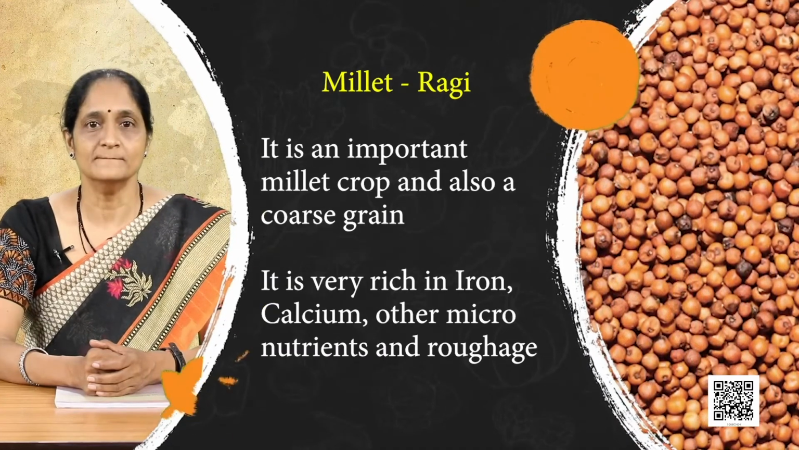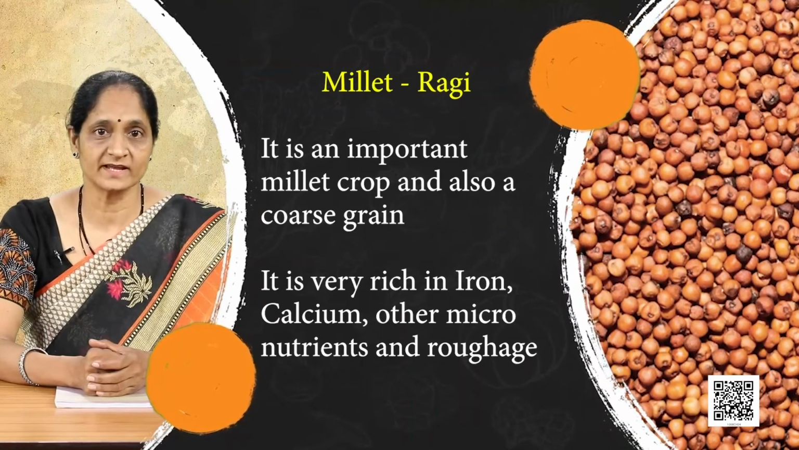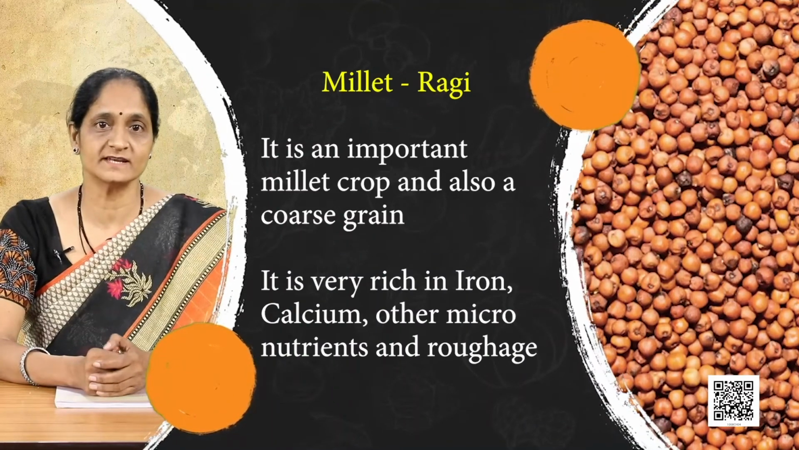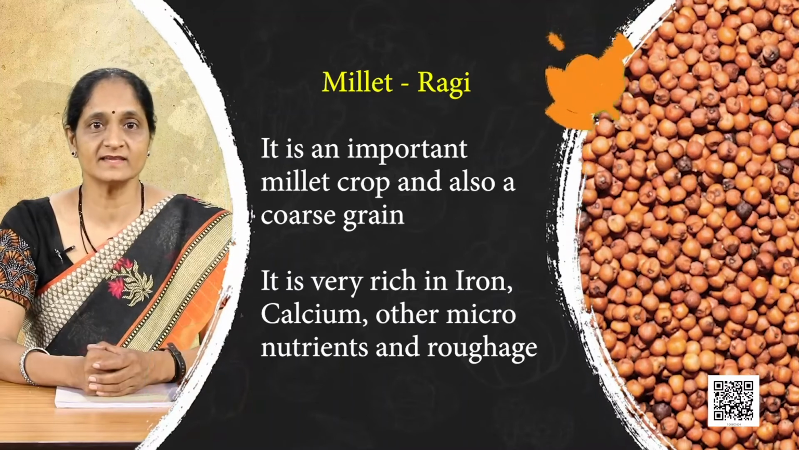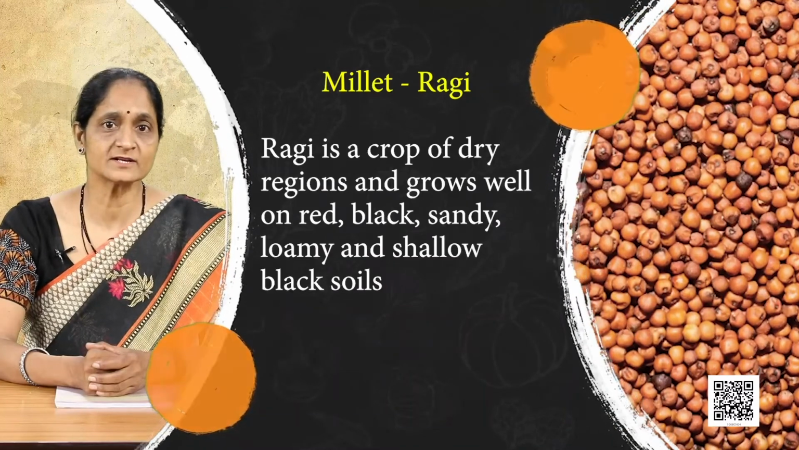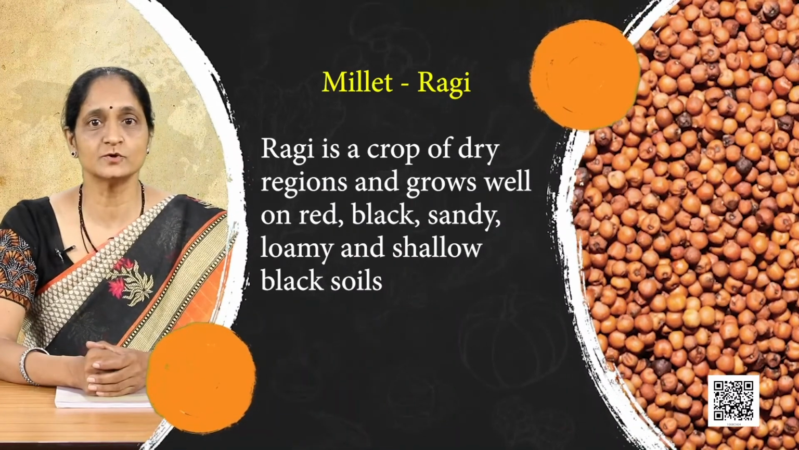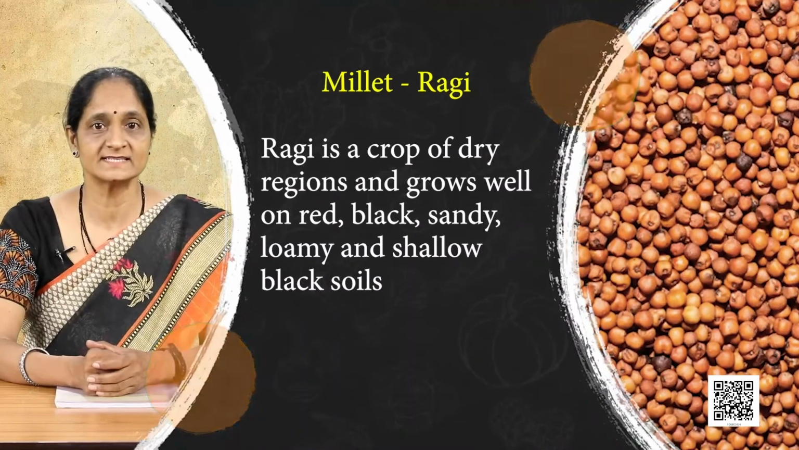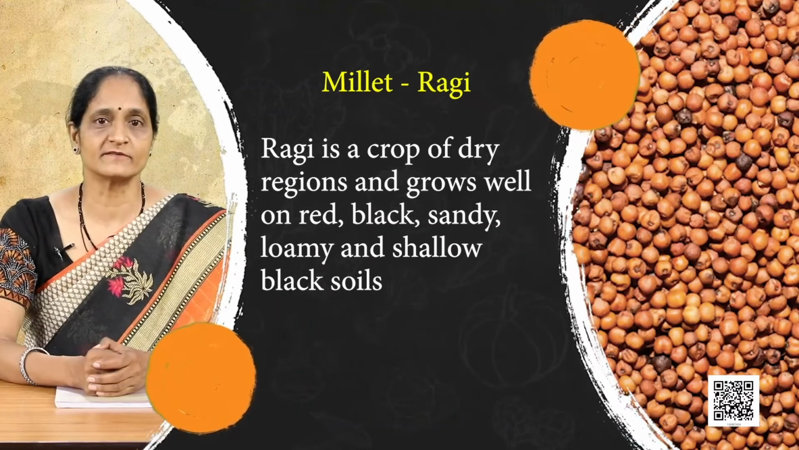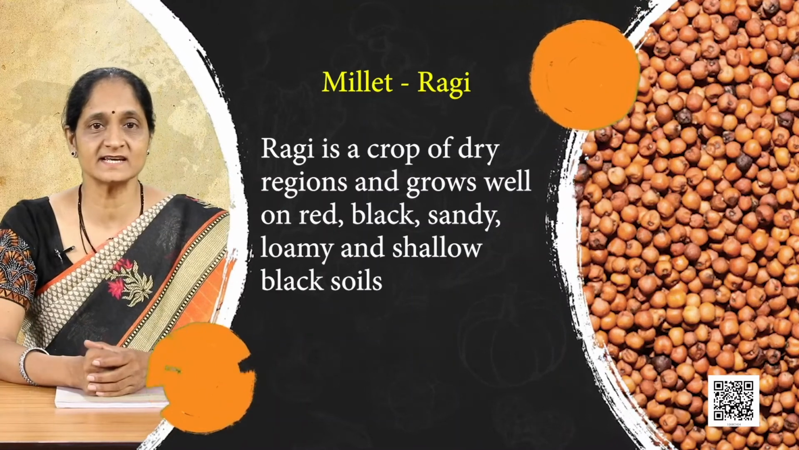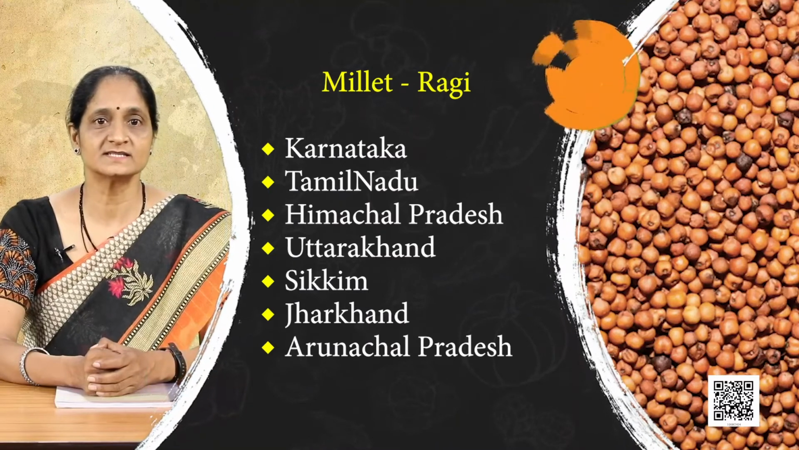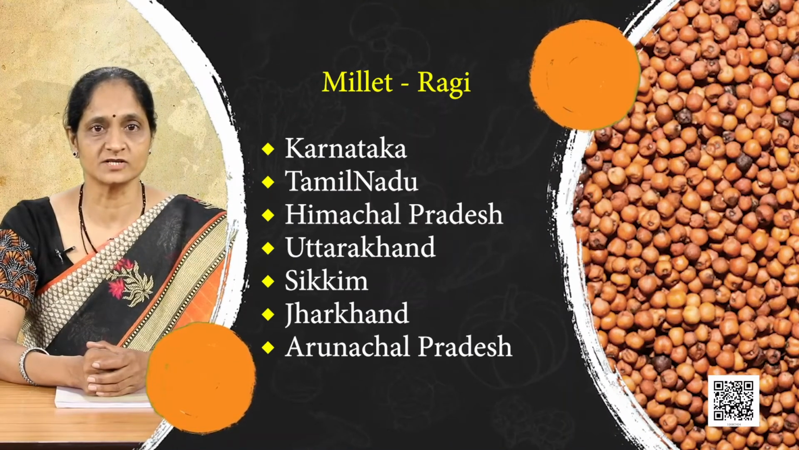Have you heard about millets or the coarse grains? Ragi is an important millet crop and is also a coarse grain. It is very rich in iron, calcium and other micronutrients and roughage. Ragi is a crop which is grown in dry regions and it grows well on red, black, sandy, loamy and shallow black soils. Which are the areas where ragi is produced? The ragi producing states include Karnataka, Tamil Nadu, Himachal Pradesh, Uttaranchal, Sikkim, Jharkhand and Arunachal Pradesh.